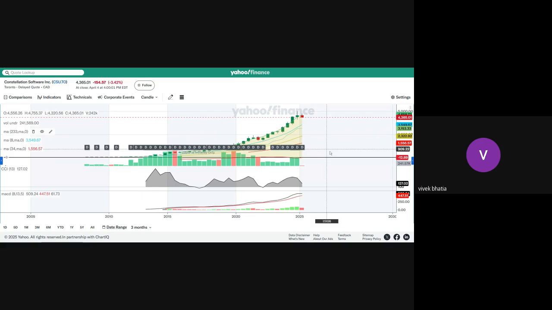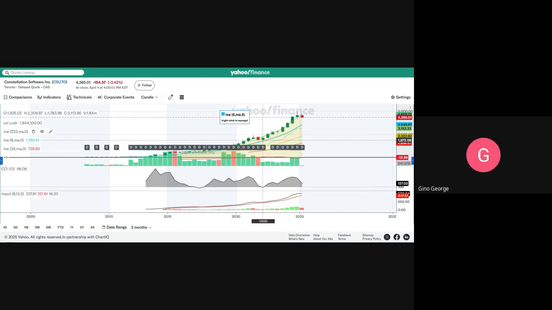Now, this is again a software company. I don't know much about this, so possibly our software experts here will talk about it. But technically, it is looking good. In terms of trading, it's traded next to Shopify on TSX. Unlike Shopify, its price was not split.